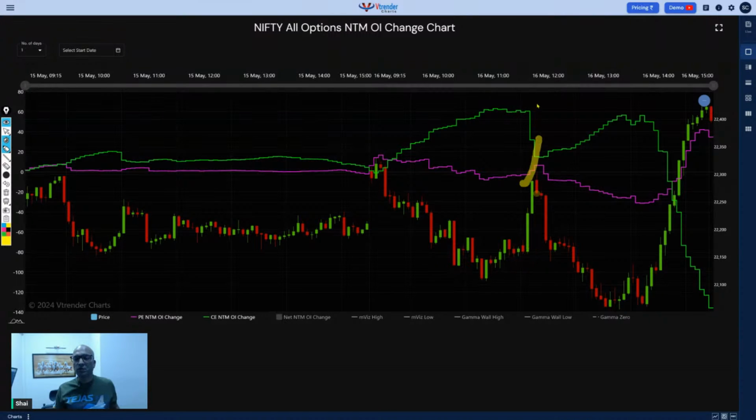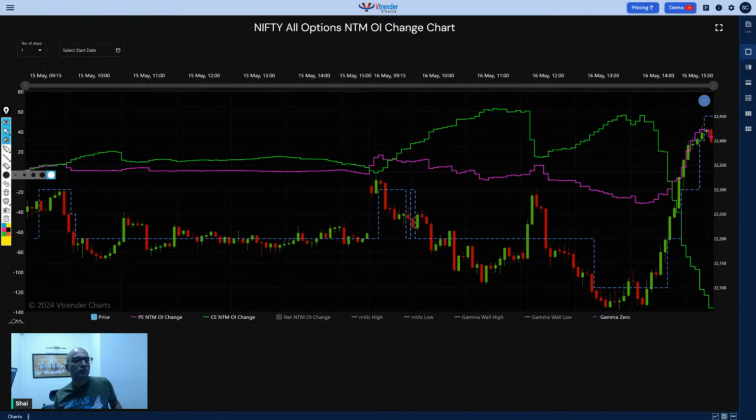That 12 o'clock move was driven majorly by call writers covering. Then they came back again, and then late in the day they were forced to cover again. Now there was a true process which went up with this call writing. So this is your typical NTM OI change chart. I'm not going to spend a lot of time over here because a lot of people are already using this chart. But what we do different is we add this component called gamma 0, which is this blue dotted line.